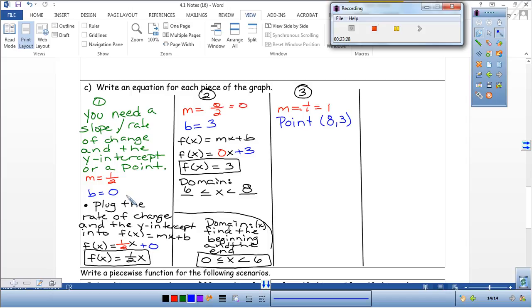Okay. Now since you don't have the y-intercept, you can't use the y equals mx plus b because you don't have that b. Okay, so we have to use a different formula. We're going to use the point slope formula to write the equation.